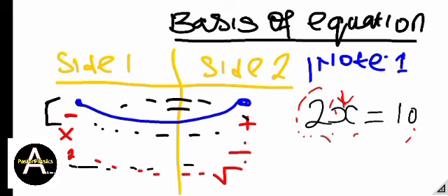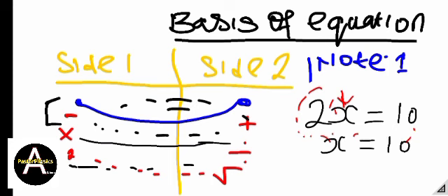So to remove 2 from this side so that x will be standing alone, we discover that since 2 is connected with multiplication, when 2 is going to the other side, what happens? It becomes what? Division. Is it not? Because division is the opposite of multiplication. So x will be equal to 10. Now this 2 that is on this side, when it goes to the other side, it will now divide 10. And x will now be equal to 10 over 2, which is 5.